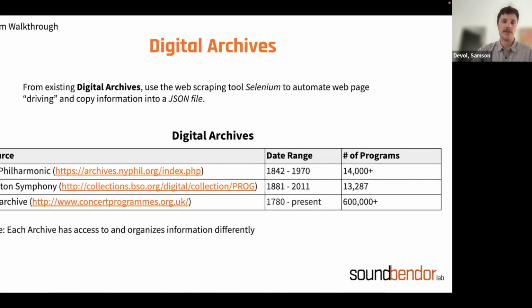So there are many digital archives on the web, such as these 3: the New York Philharmonic, Boston Symphony, and UK Archive. You can see there's a various number of programs that each of these websites host, as well as different data about these programs. So we decided to use the New York Philharmonic site because of the robust amount of data that they have for each of their concerts, as well as images and OCR, which is optical character recognition text.